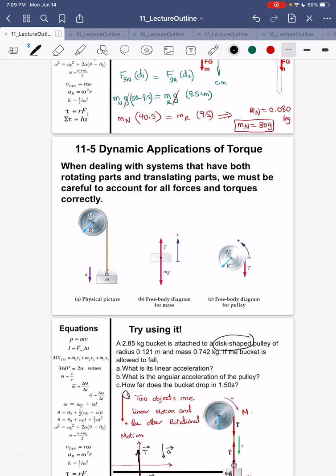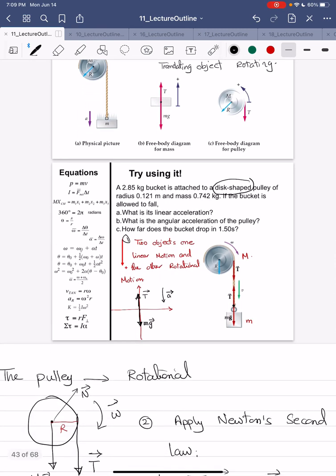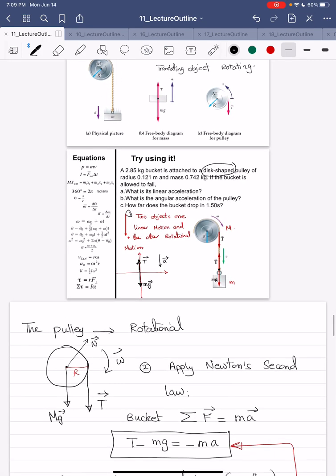For the dynamic applications of torque, when we are dealing with systems that have both rotating parts and translating parts, then here I will say this is a translating object, and this one is rotating. Then I need to draw free body diagrams for both. I need to apply Newton's second law for both and solve the two equations together.